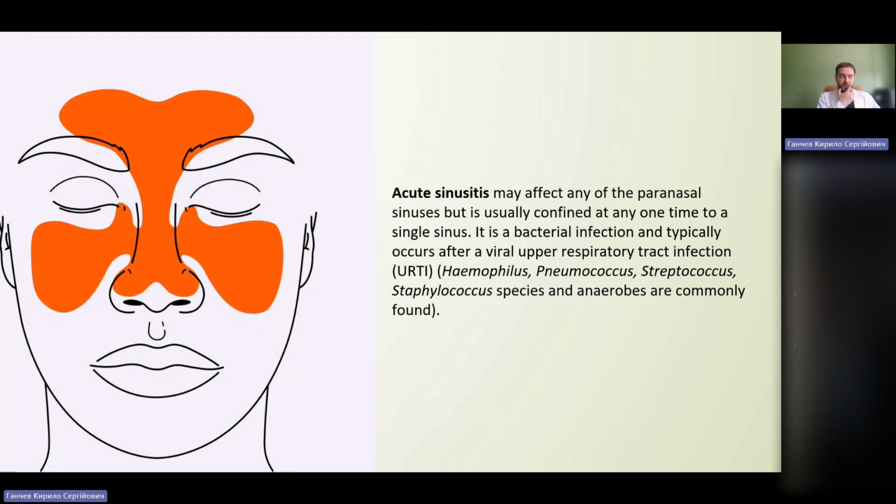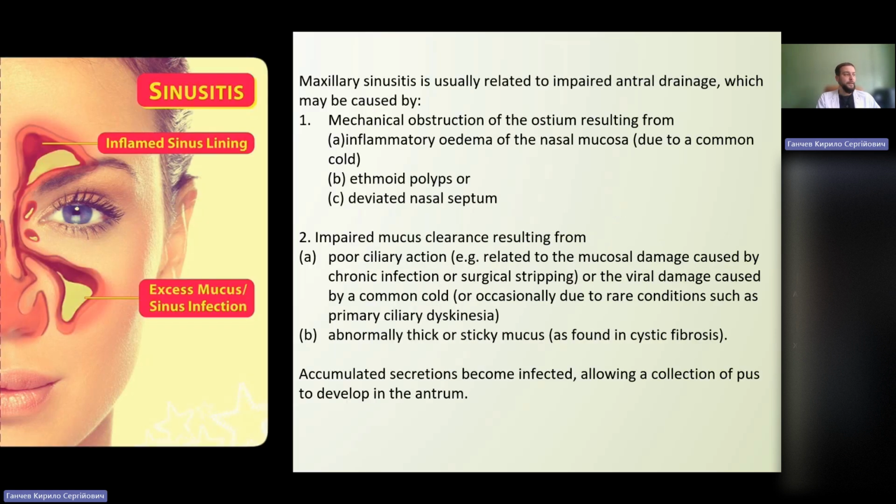Acute sinusitis, if we talk about clinical manifestation, can affect any of the paranasal sinuses, but is usually confined at any one time to a single sinus. It is a bacterial infection and typically occurs after a viral upper respiratory tract infection. It could be Haemophilus, Pneumococcus, Streptococcus, Staphylococcus species, and anaerobes are commonly found. Very typical, guys, right?